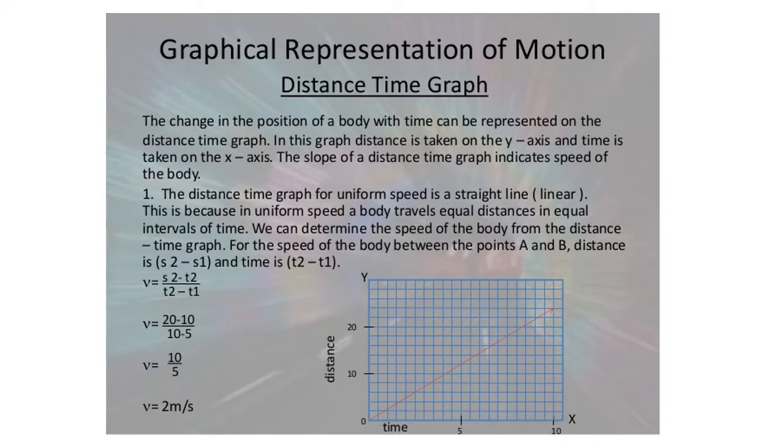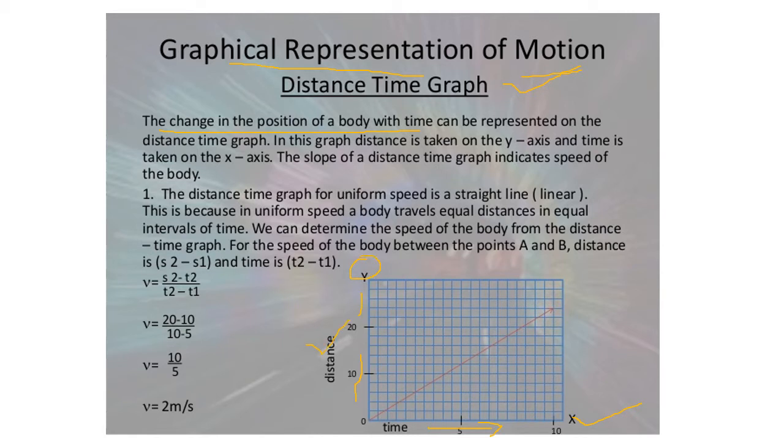Now let's move on to the graphical representation of the motion, and in this we are going to show the distance and time graph. In a distance time graph, what does it show? It shows the change in the position of the body with the time. On the x-axis, time is taken. This one is considered as the x-axis in which time is indicated, and on the y-axis, can you see here, the distance is taken.